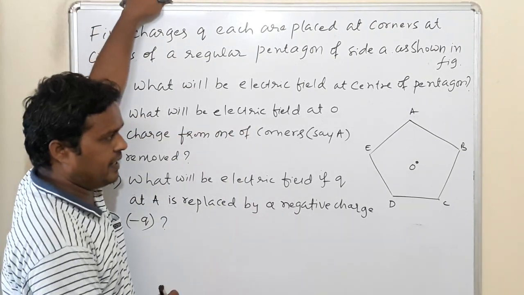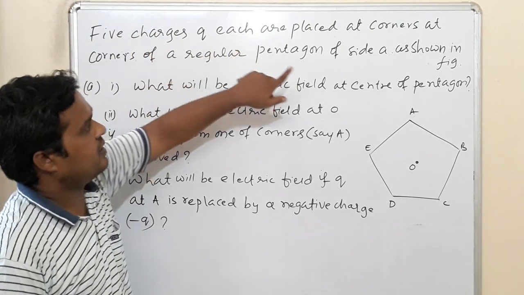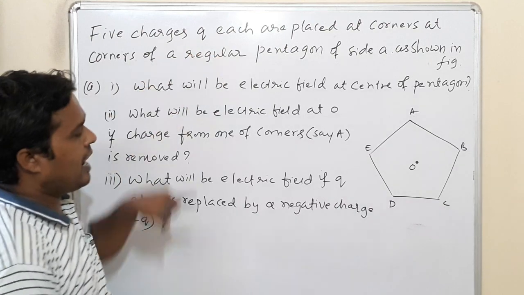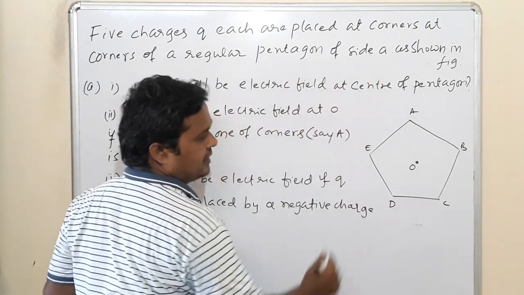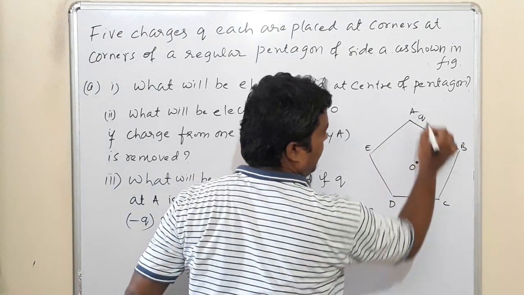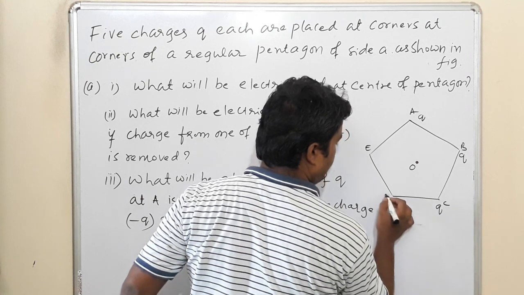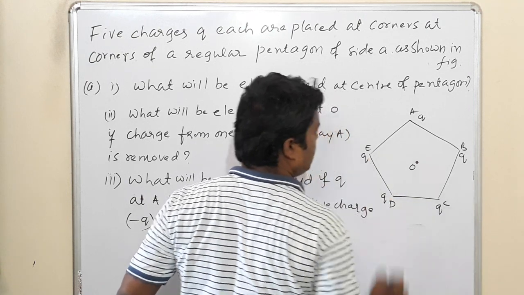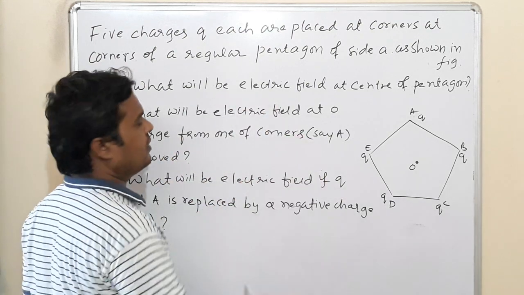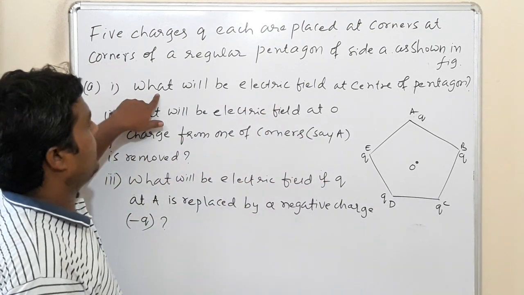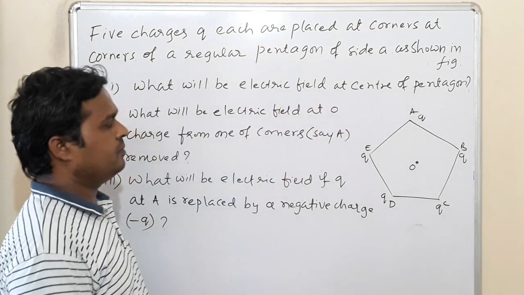This is an NCERT example. What they are saying is 5 charges, each equal to Q, are placed at the corners of a regular pentagon. See, this is the regular pentagon I have drawn here. 5 charges are placed at the 5 corners of this pentagon like this. All the sides are equal because it is a regular pentagon, and what they have asked is what will be the electric field at the center of the pentagon.